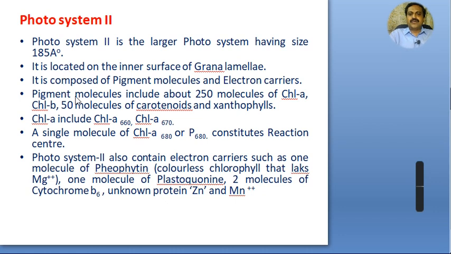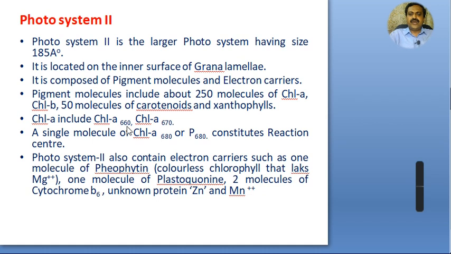Moving on to photosystem 2, it is comparatively larger in size and measures around 185 angstroms. It is located on the inner surface of the granal lamellae, contrary to photosystem 1. It is composed of pigment molecules and electron carriers. The pigment molecules include about 250 molecules of chlorophyll a and b, and 50 molecules of carotenoids and xanthophylls. So in total, 250 plus 50, 300 pigment molecules are present in photosystem 2.